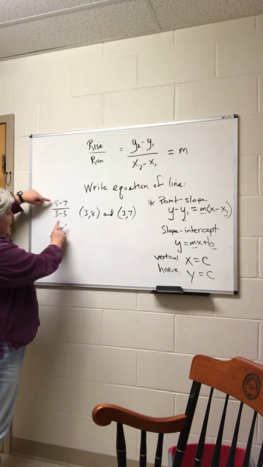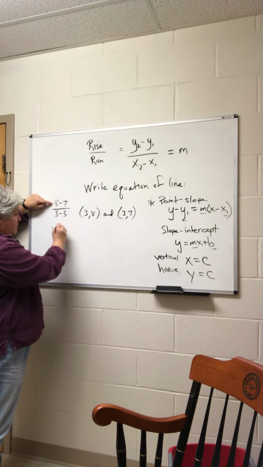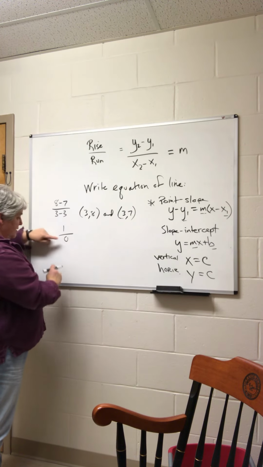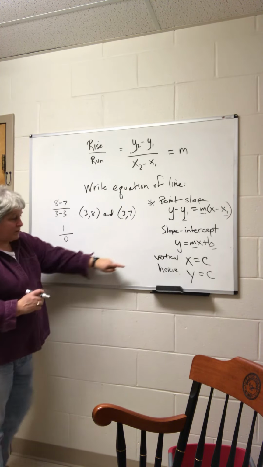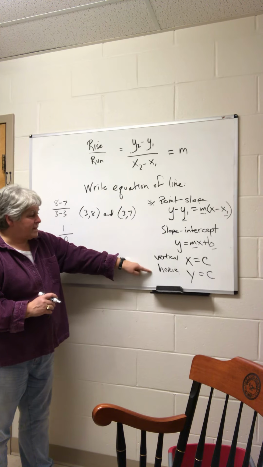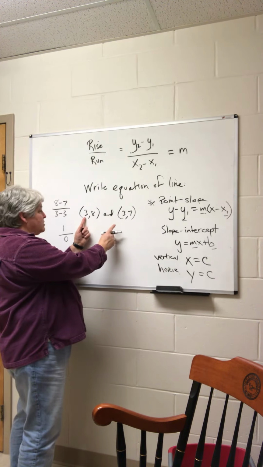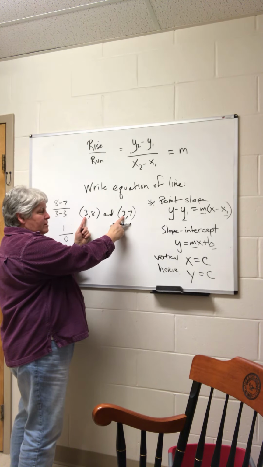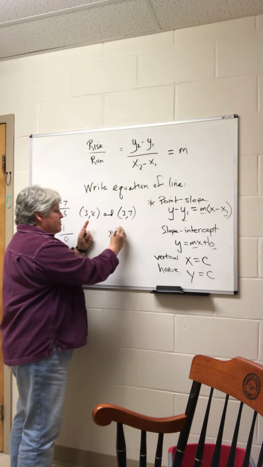And I recommend anytime you get either a 0 or an undefined, it doesn't even matter to me which one. If you get a 0 in the top or the bottom, it means you've got one of these two special circumstances. And as far as writing equations go, just look back at your 2 points. It looks like the x is not changing. So the whole equation is x is staying equal to 3.